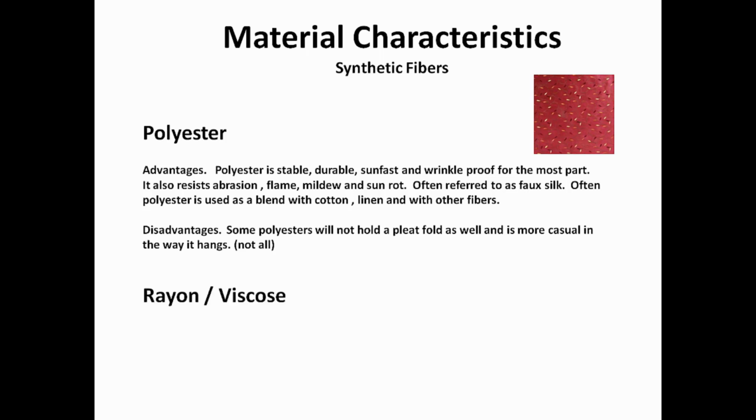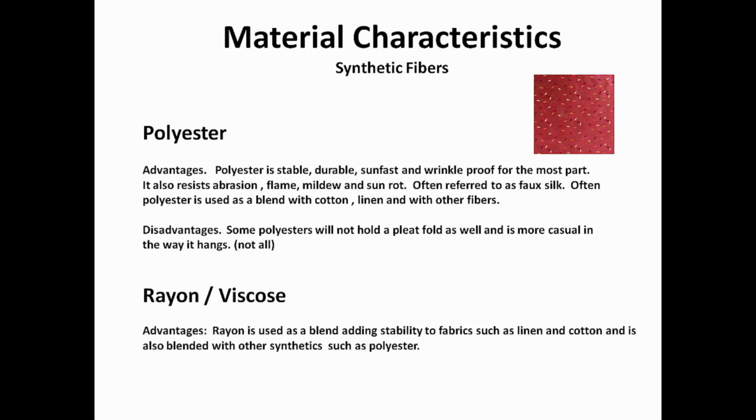Then there's rayon and viscose. When you see rayon and viscose, basically the advantages mostly lean toward the rayon, and that's used as a blend in adding stability to fabrics such as your linen and cotton, and it's also blended with other synthetic fabrics such as polyester. And not really a disadvantage, but you'll normally never see rayon used as the only fiber to make a drapery, so it's always usually a blend along with viscose to blend with other fibers.